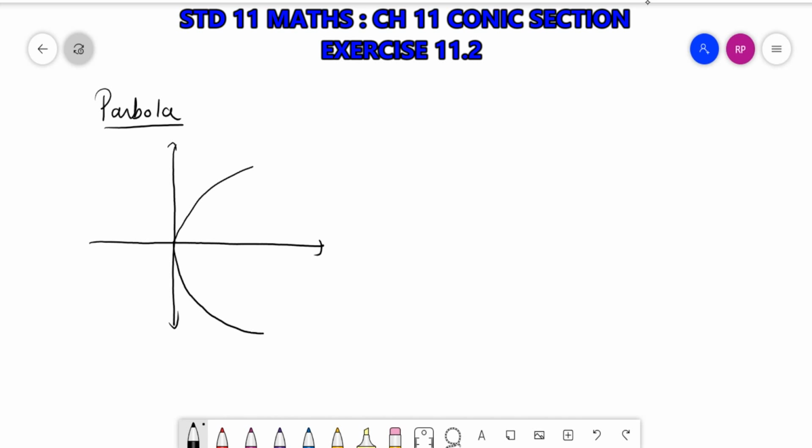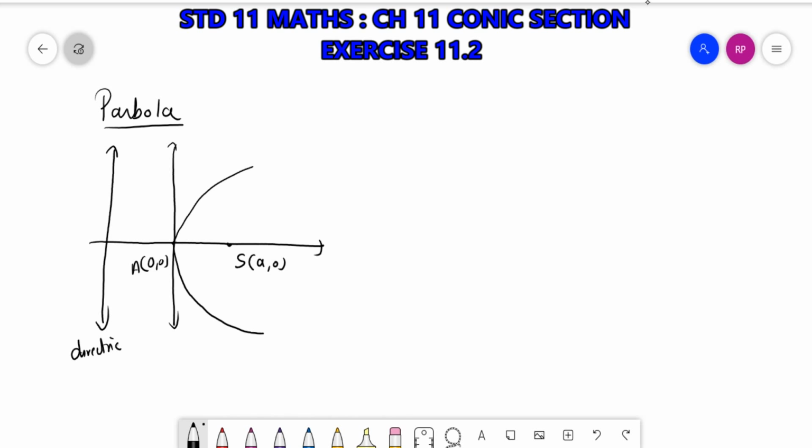This is the curve of parabola. Now see here, if we consider this S, that is the focus, its coordinate will be (a, 0). The vertex is (0, 0). We'll consider this as a vertex. And there will be a line such as this. This is the directrix.